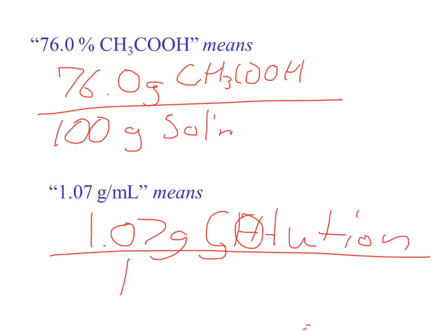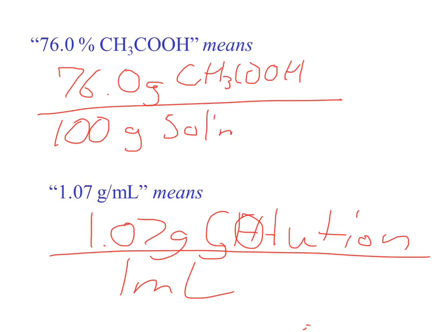Per 1 milliliter. Very good. So the thing about it is, anytime somebody takes a density, they're taking the density of the whole solution. They're not really just, this is an aqueous solution, so most of it's acetic acid, 24% of it is water. To get the density, they take the density of the whole mixture, the whole solution.